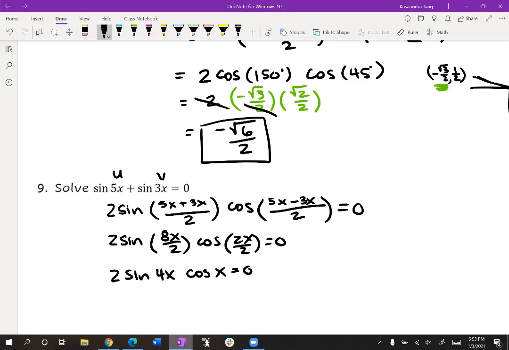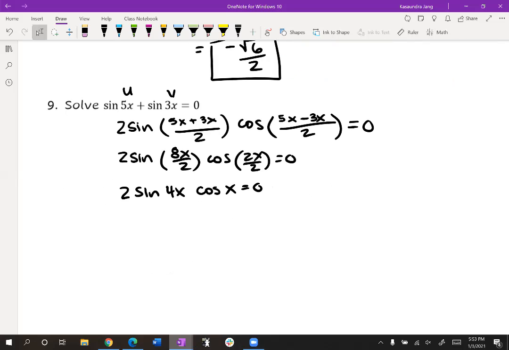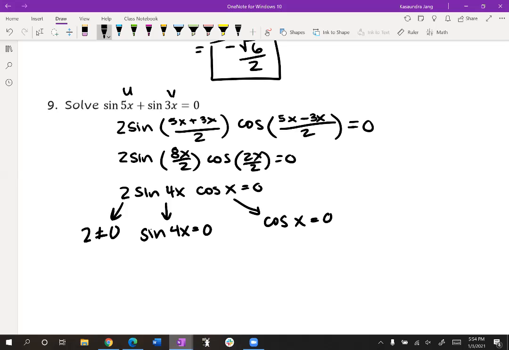Okay, the reason we wanted it to turn into a product, into this multiplication, is because this is what we usually do with factors. You set your factors equal to 0. So 2 never equals 0. I'm not going to worry about that. But this sine of 4x, that could equal 0. And my cosine of x, that could equal 0.